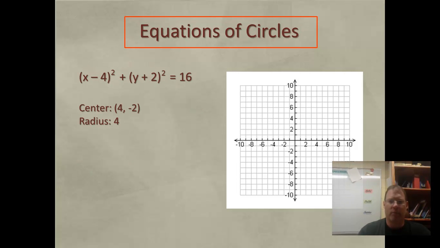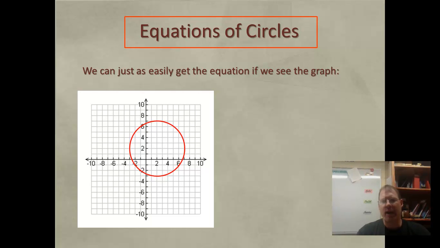In the graph, well, start off by plotting that point at (4, negative 2), and then go 4 units from that spot to figure out where to draw your circle. And so it will look like that. That is the graph of the given equation that we have there. Make sense? Splendid.